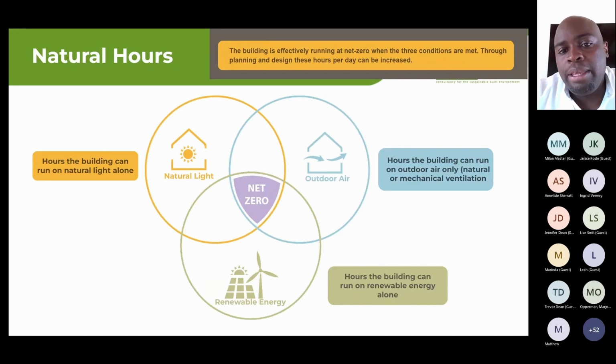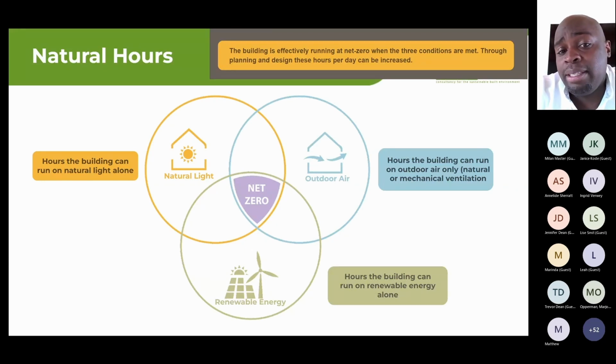meaning that you are running a building primarily with natural light, you are keeping the conditions indoor comfortable using either natural or mechanical ventilation, meaning that you're not applying additional energy to reduce or increase air temperature. And of course, you have the building running on renewables. That's when you're going to have the ability to have a building being regenerative.